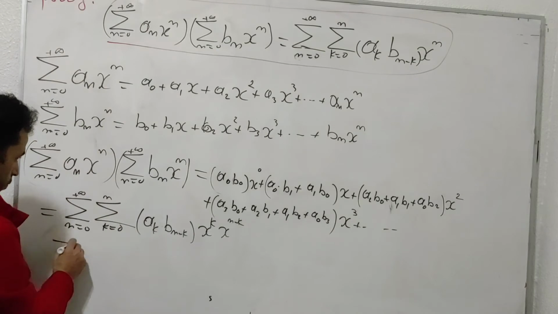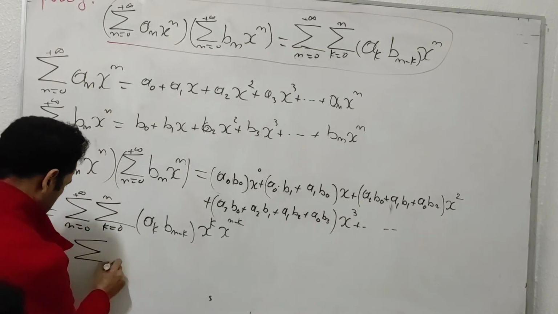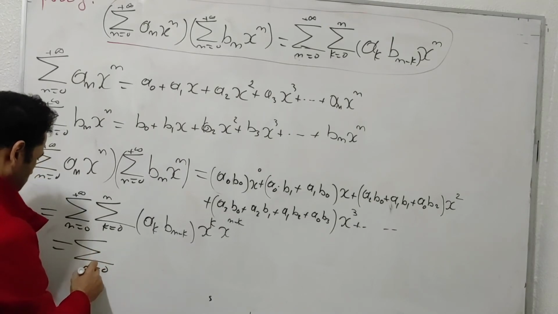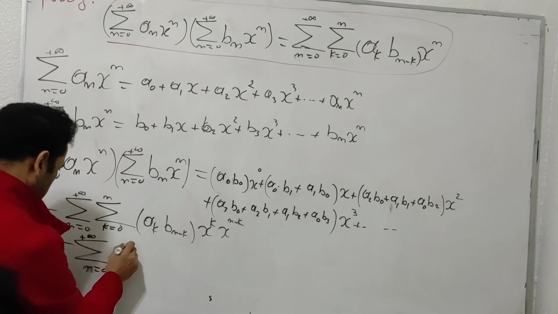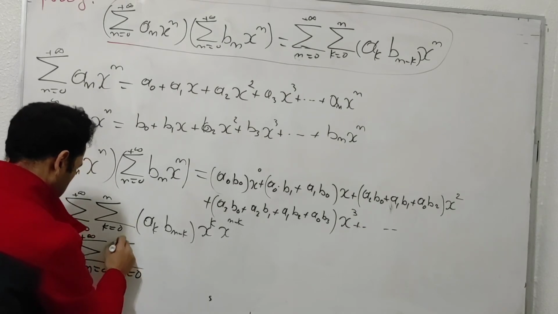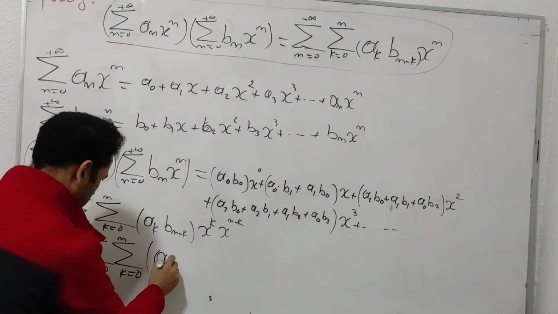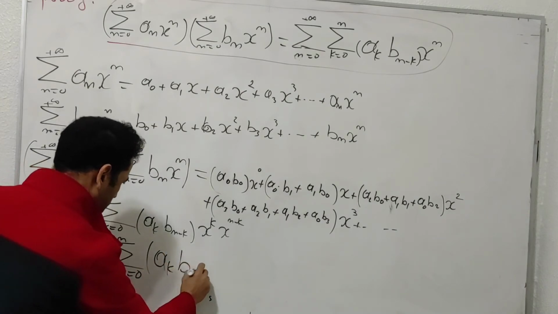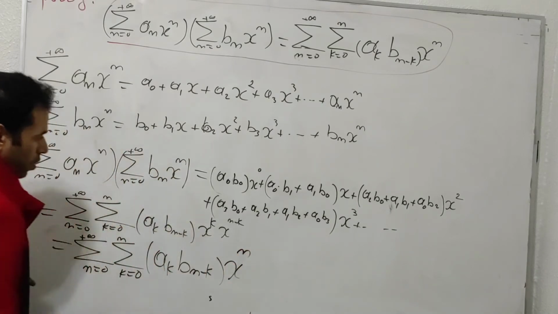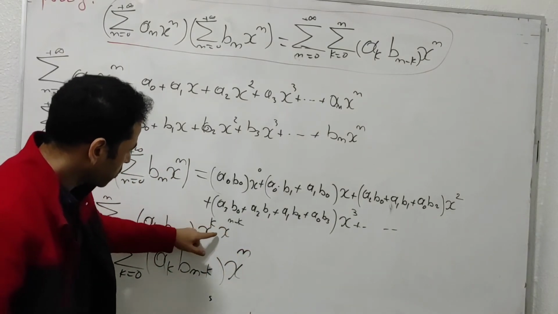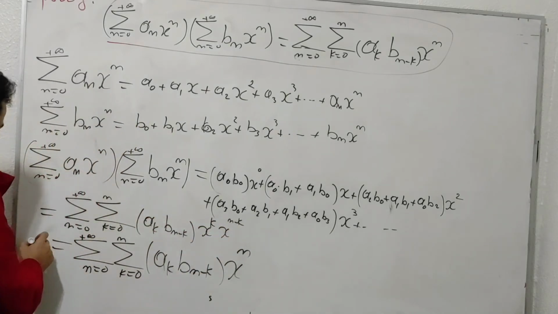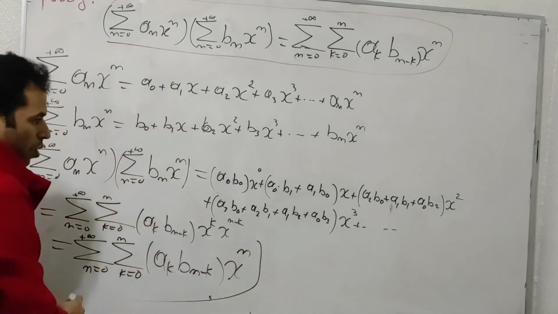At the same time, I can simplify this one. So we'll get the double sum as n goes from 0 to plus infinity, and the second sum as k goes from 0 to n, of a sub k multiplied by b sub n minus k, multiplied by x to the n, because in x to the n minus k times x to the k, the minus k and plus k cancel out. I will be left with this one. Okay, now this is our proof.